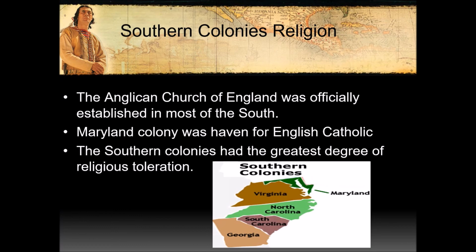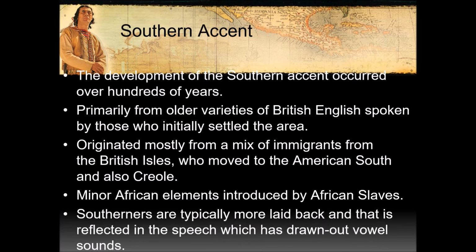Now we will move on to the southern accent. The development of the southern accent occurred over hundreds of years. This is primarily because of the older varieties of British English spoken by those who initially settled the area. We all know that the southern colonies were English colonies, so they mainly speak English.